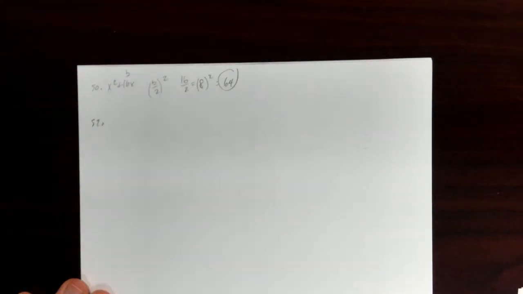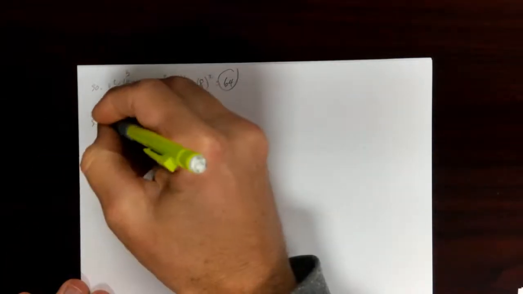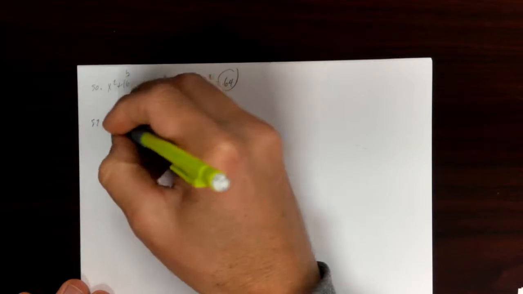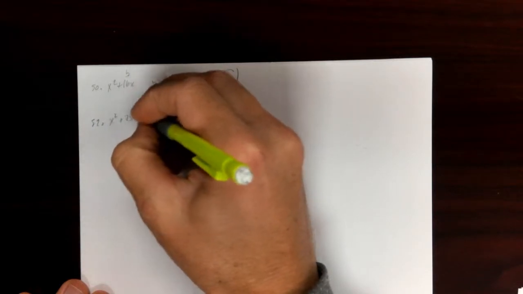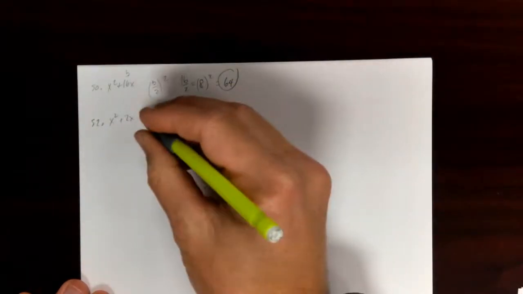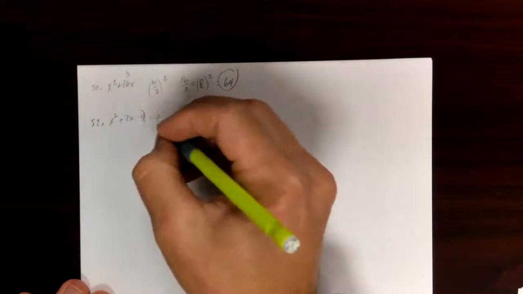52 says solve the quadratic by completing the square. So just like we did, we're going to set this up. X squared plus 2x minus 4 equals 0. My first step is I'm going to create a blank space, so I need to move that 4 to the other side.